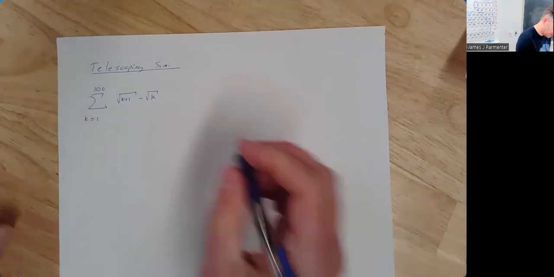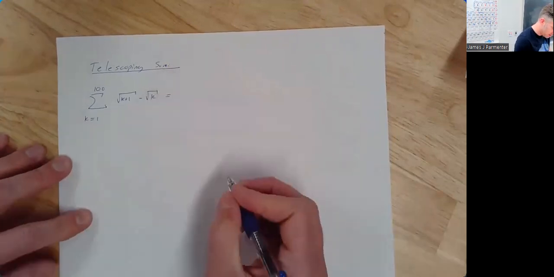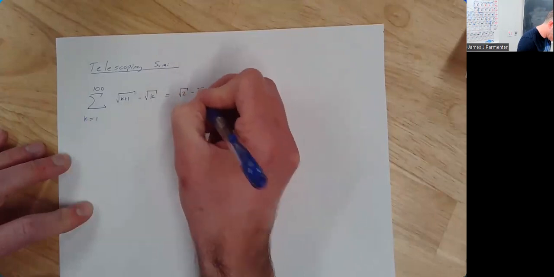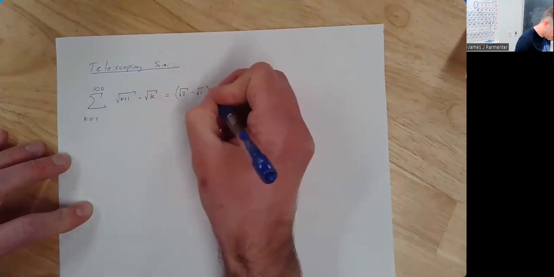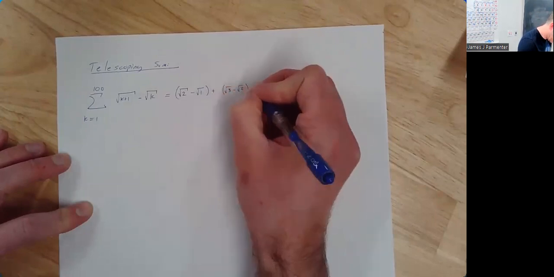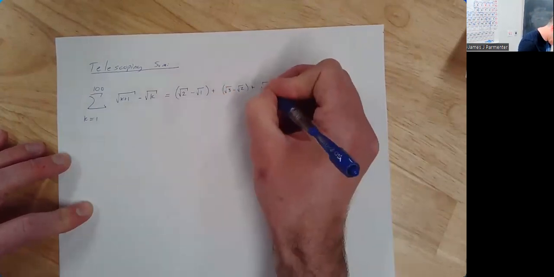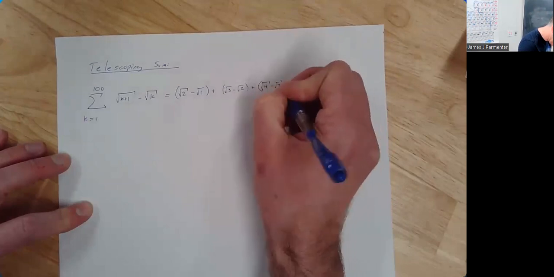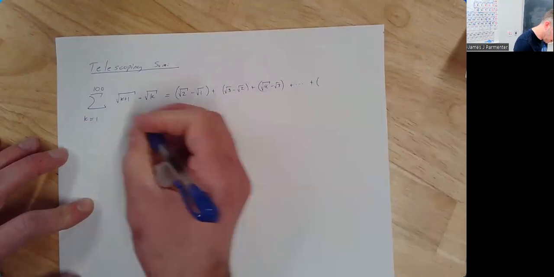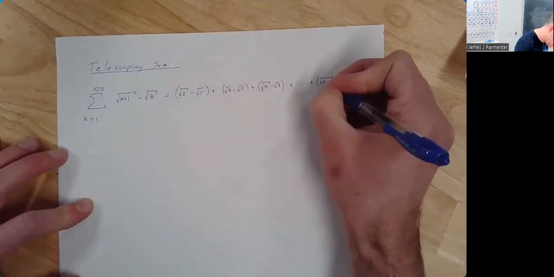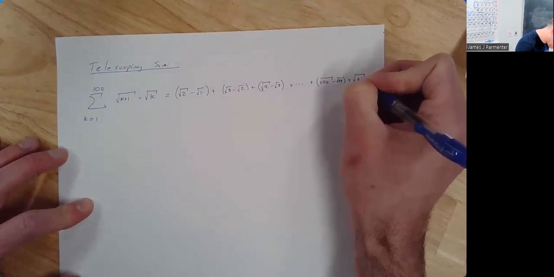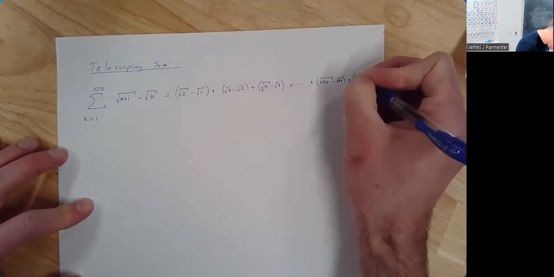Well, if we start writing out terms, the first term when k equals 1 is the square root of 2 minus the square root of 1. Plus, when k equals 2, the square root of 3 minus the square root of 2. When k equals 3, square root of 4 minus the square root of 3. And we keep going. The last couple terms are going to be square root of 100 minus the square root of 99 and the square root of 101 minus the square root of 100.